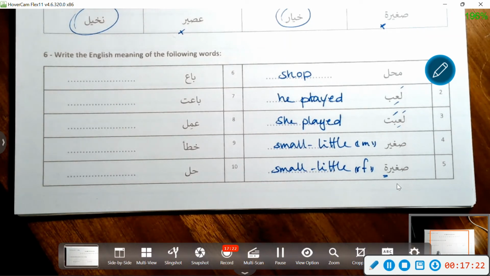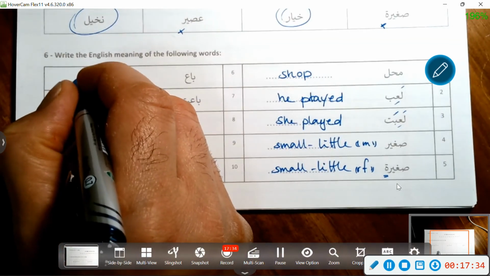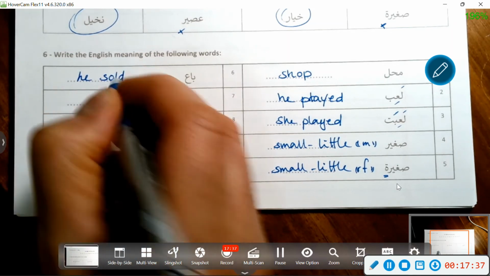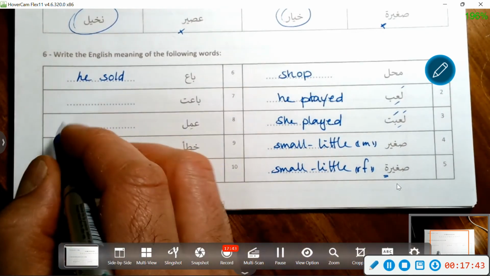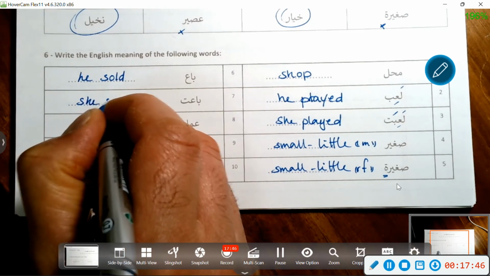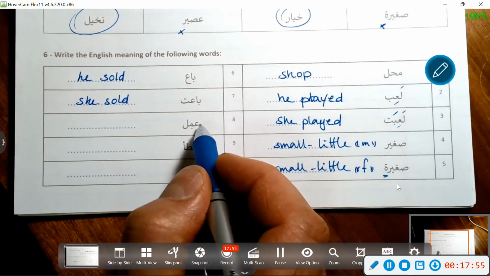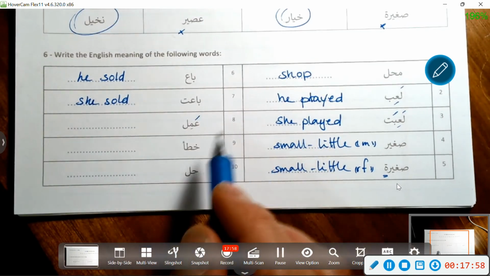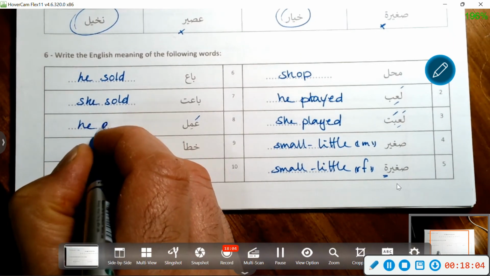Now we move to the second group. The first word is باع. باع يعني he sold. باع سيارته يعني he sold his car. باعت, it's a female. باعت, she sold. She sold her car. باعت سيارتها. عمل, so that's not عمل, that's عمل, فتحة كسرة, means he did or he worked. Both are correct.